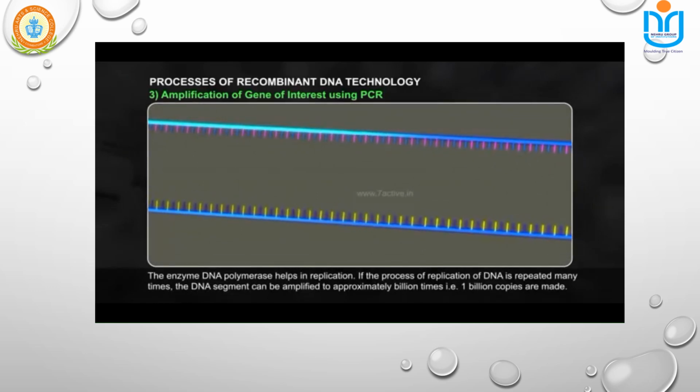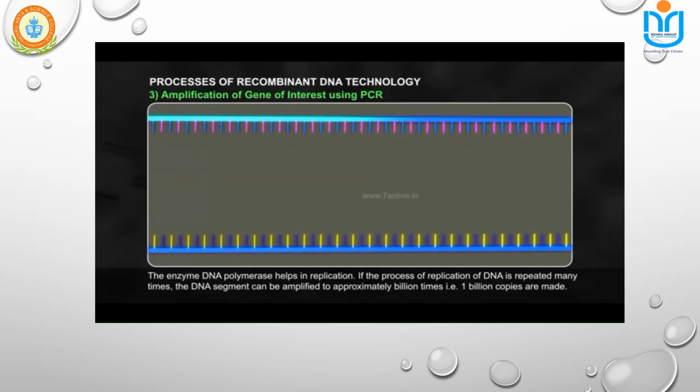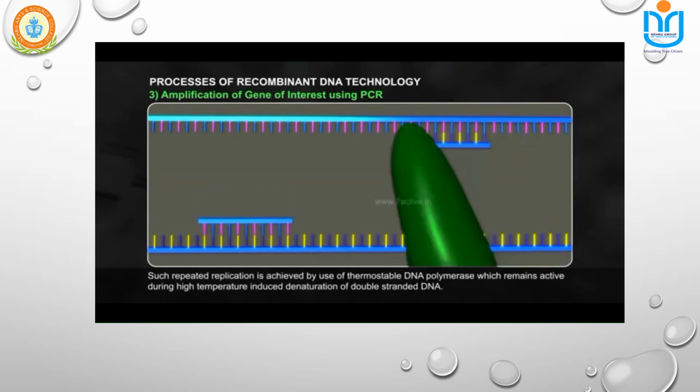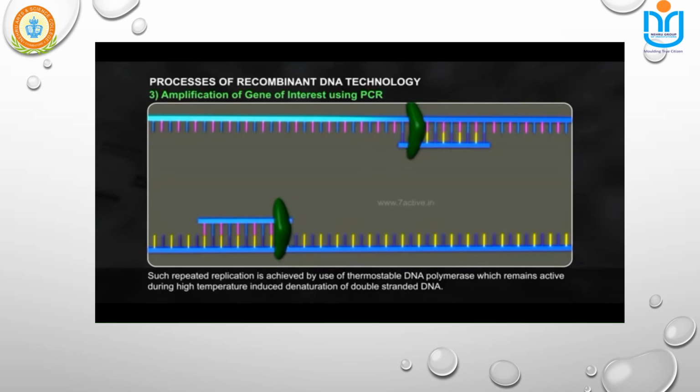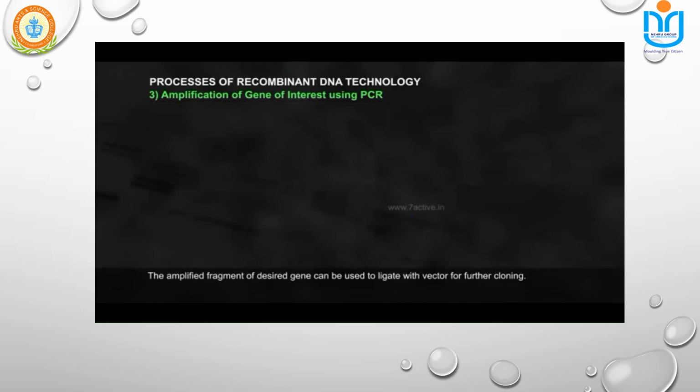The enzyme DNA polymerase helps in replication. If the process of replication of DNA is repeated many times, the DNA segment can be amplified approximately a billion times. That is, 1 billion copies are made. Such repeated replication is achieved by use of thermostable DNA polymerase, which remains active during high temperature-induced denaturation of double-stranded DNA. The amplified fragment of the desired gene can be used to ligate with the vector for further cloning.